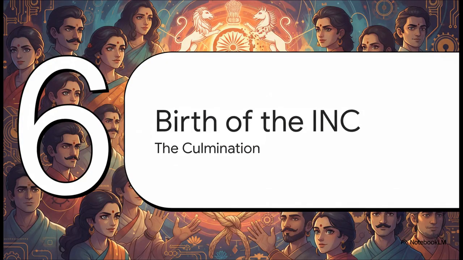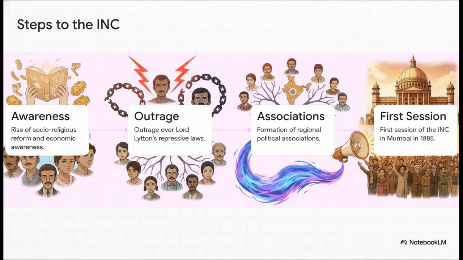And finally, Section 6, the birth of the INC, the culmination. Let's trace the final steps. Step 1, the rise of socio-religious reform and economic awareness laid the vital groundwork. Step 2, widespread outrage over Lord Lytton's repressive laws and the Ilbert Bill provided the urgent spark. Step 3, the formation of regional political associations.